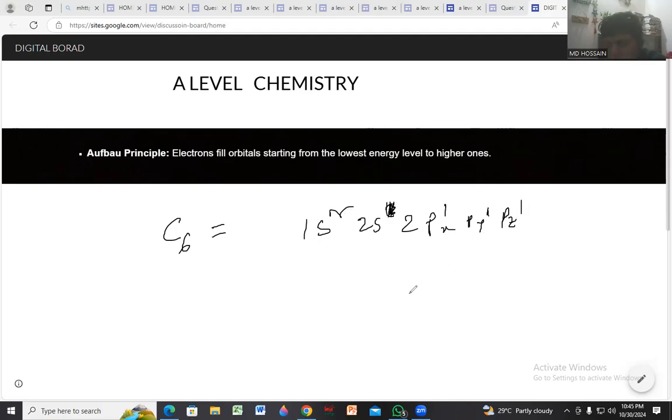Okay, this one. So in the case of nitrogen, atomic number 7, you should practice in this way: 1s2, 2s2, 2px1, 2py1, 2pz1, right? So 2, 3, 4, 5, 6, and that one is 7. So 7 is covered. In this way, we should practice.